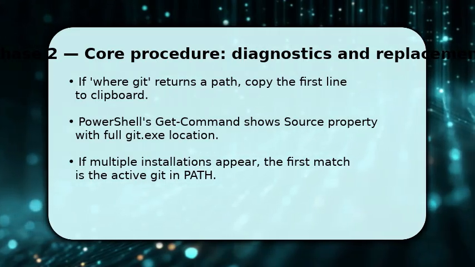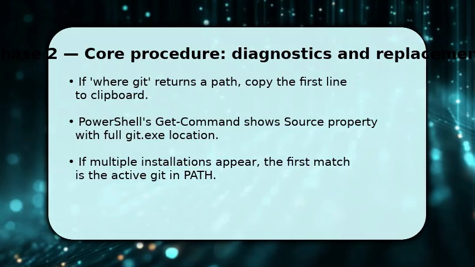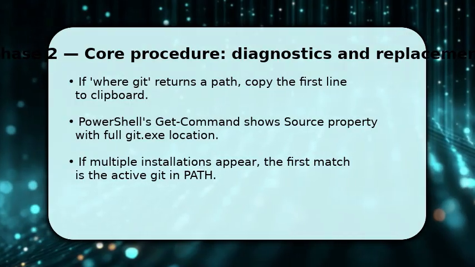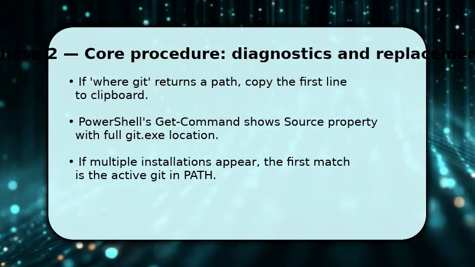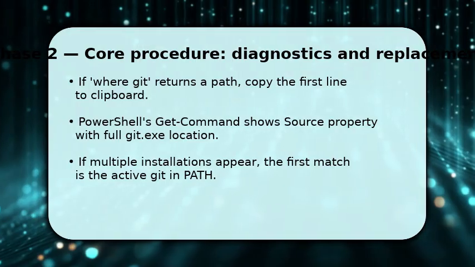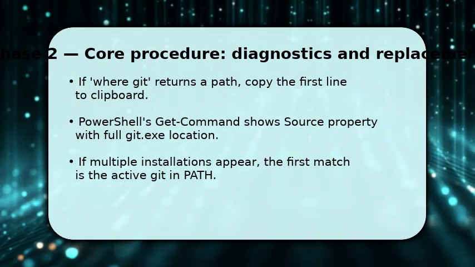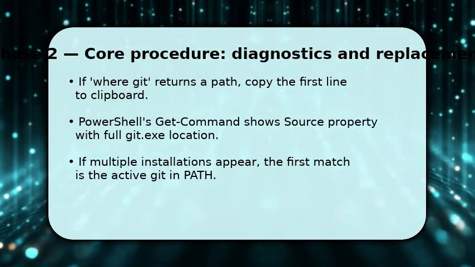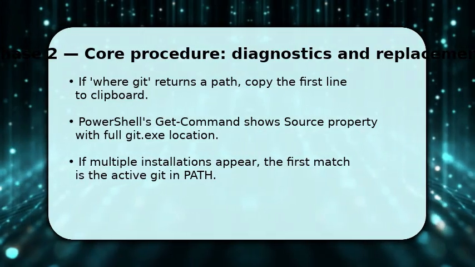The one Windows will actually execute when you run git. If multiple installations appear, the first match is the active one in your path. This is why ordering matters. Make sure to check both Program Files and your user AppData locations. If you need a different exe, adjust your path or uninstall extras so the correct git.exe is first.